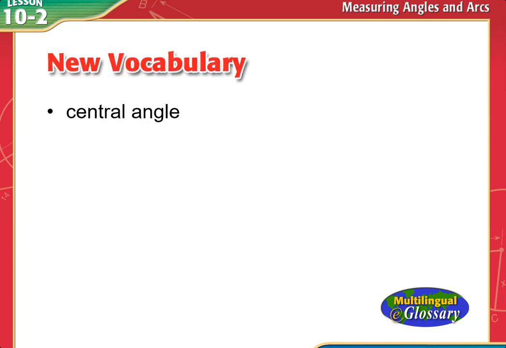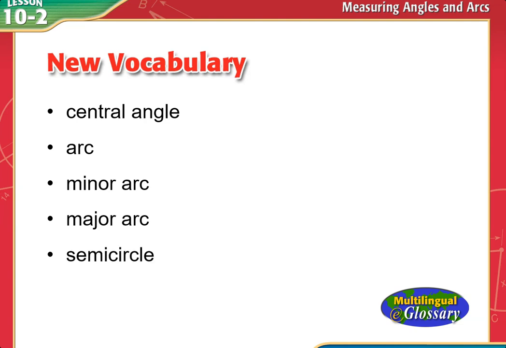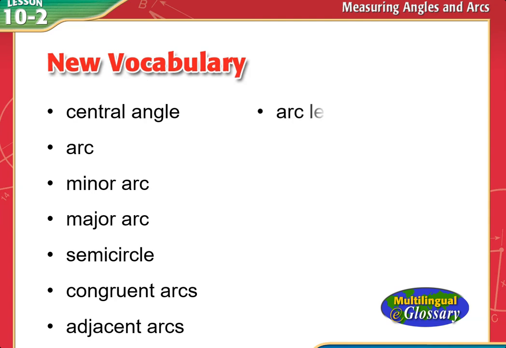Hello geometry students, here we're in lesson 10-2 and we will start off with some new vocabulary: central angle, which is not really new vocabulary, we've had that before. We have arc, minor arc and major arc, semicircle, congruent arcs, adjacent arcs, and then finally arc length.